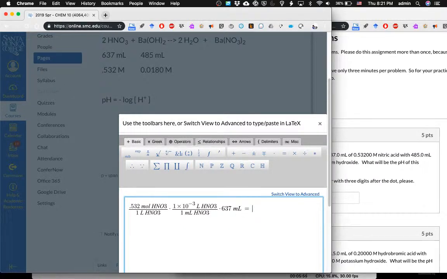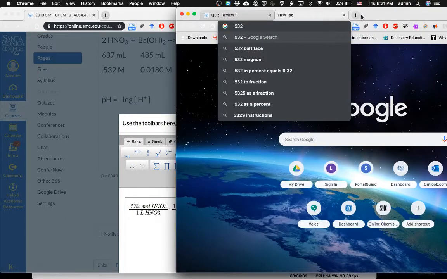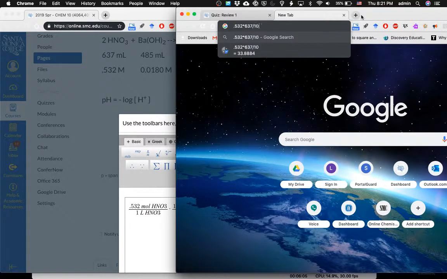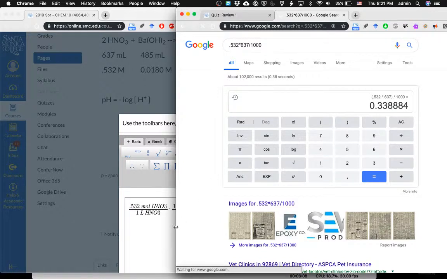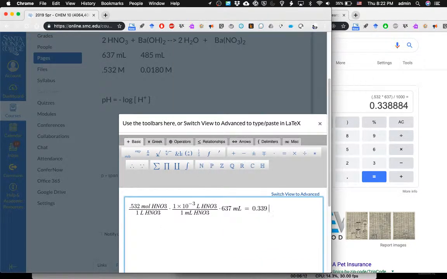That's going to be 0.532 times 637 divided by 1,000. So that's going to be 0.339 moles of HNO3. And that is the same as 0.339 moles of H+. Right? So you might be thinking, oh, great, now I can just take the negative log of this, and that will be my pH. That wouldn't be right, because the pH is the negative log of the H+ concentration. This is not a concentration. This is a number of moles.